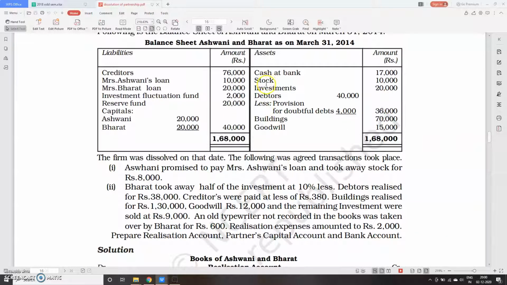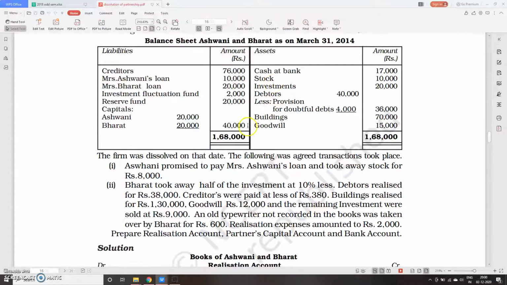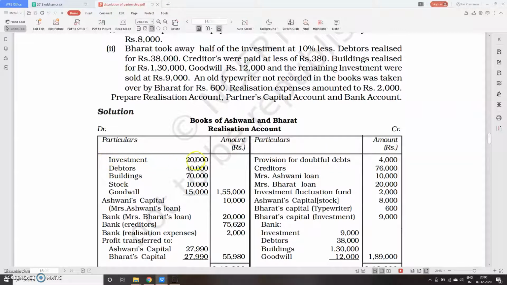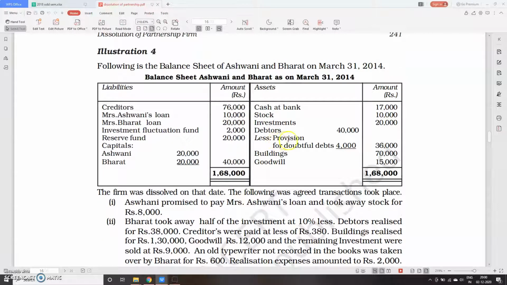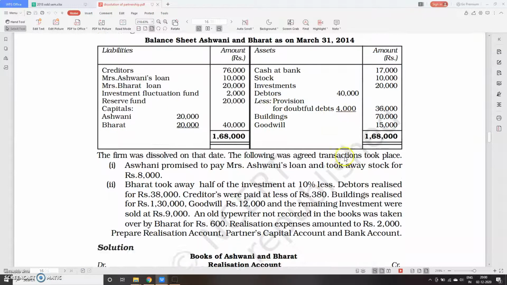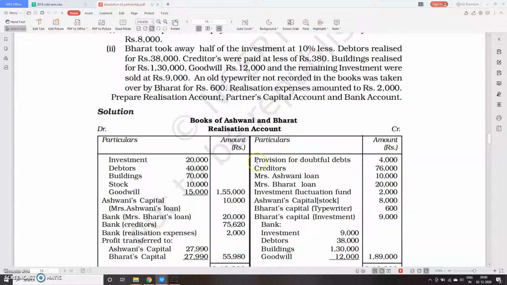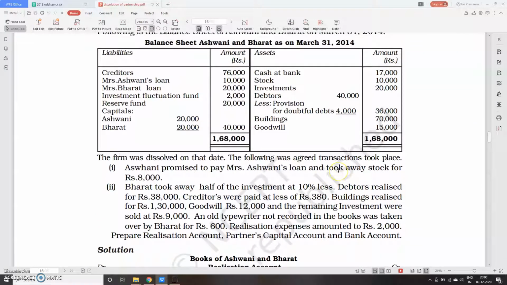Then we have stock, investment, debtors, building and goodwill. They will come here. See, investment 20,000, debtors 40,000, the gross value, not the 38,000. Building, stock, goodwill, all the assets are taken here. Now this provision for doubtful debt of 4,000 rupees will come on the credit side of the realization account. We are done transferring all the items of the balance sheet to the realization account, so our balance sheet is empty now.